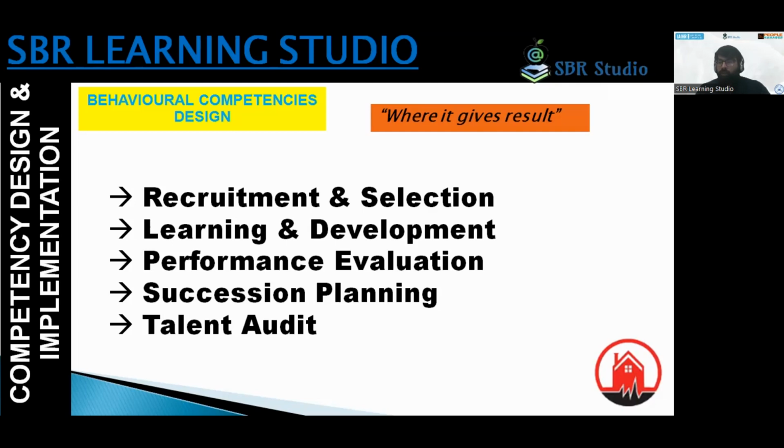Secondly, learning and development. When you have identified the functional competency and the image, you will automatically get the gap between the desired knowledge, skill and ability and the present. It will also help you with the talent audit in your organization, then your performance evaluation, succession planning and talent auditing.